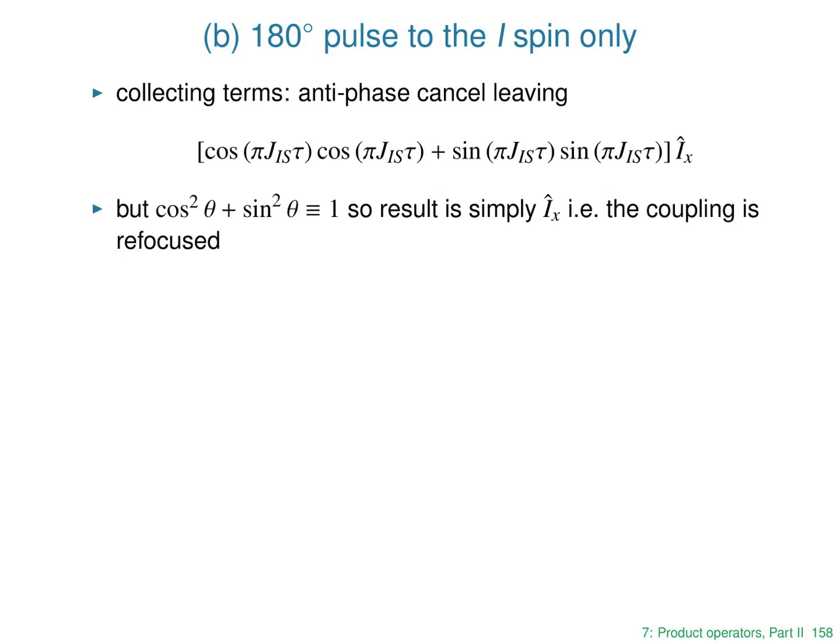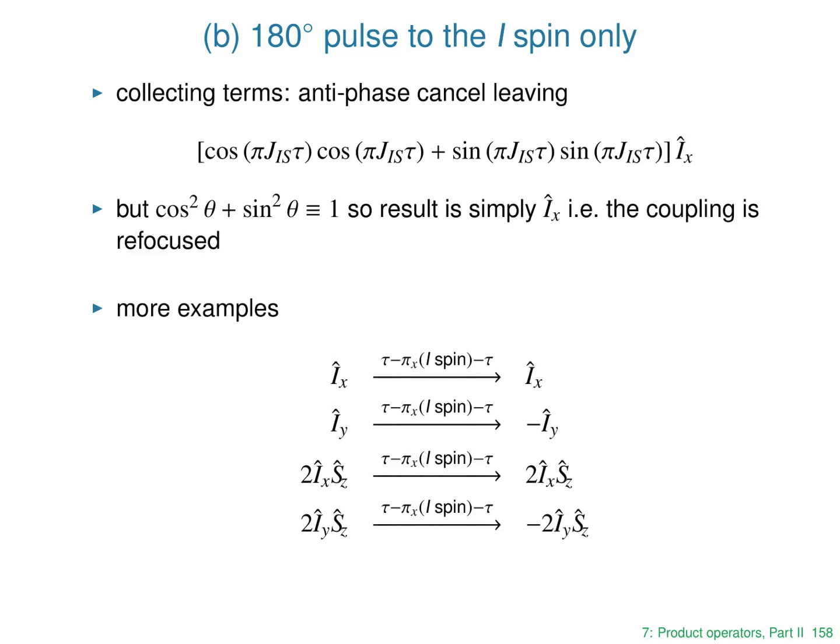So if you apply the 180-degree pulse to only one of the spins, it refocuses the coupling, and that's in complete contrast to the homonuclear spin echo. And again, you can go through other operators, IY or 2IXSZ and so on, and see how they're affected by this, and you come to the same conclusion, that the coupling is refocused in contrast to the homonuclear spin echo. And it also works just as well if you start on S spins.